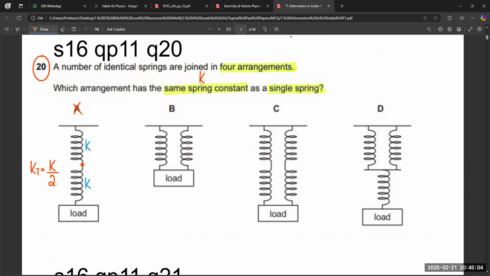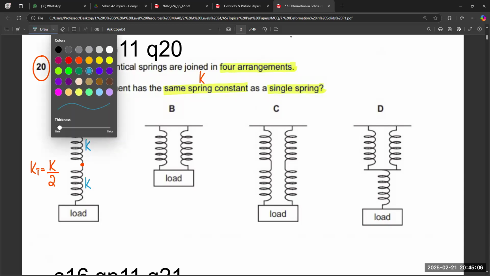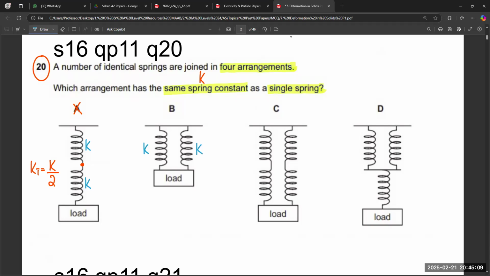And let's suppose in option B, we have one spring connected in a parallel combination with the other. In a parallel combination, we know that we need to add them to get the final value of the spring constant. So the total value of K is equal to K plus K, which is equal to 2 times K. It means B is also not possible, because we are getting 2 times the value of a single spring.